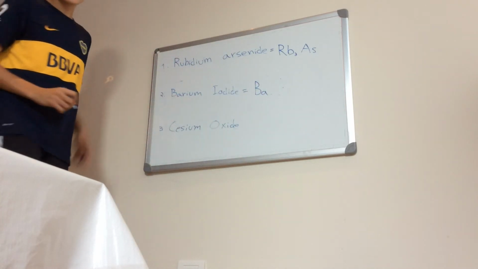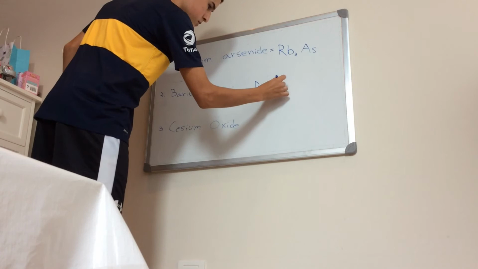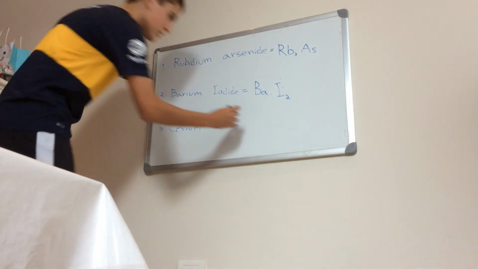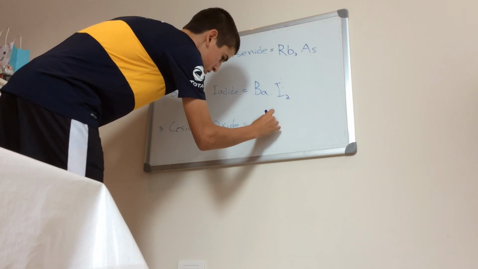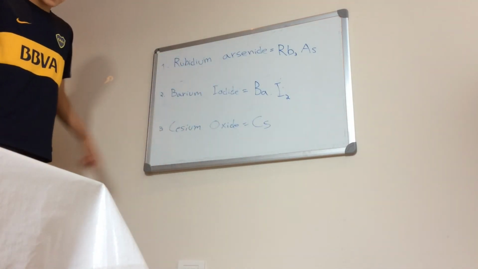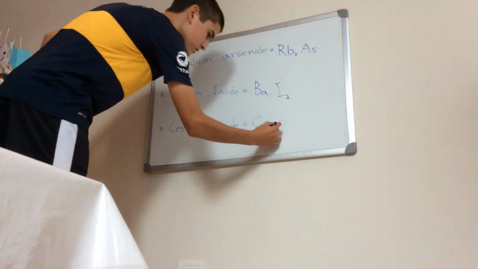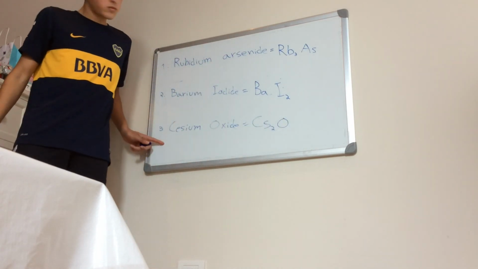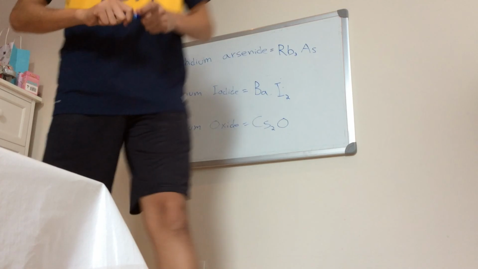Now barium iodide. Ba, which is barium, has a +2 charge, and iodide has a -1 charge. So you're going to switch them, and the I will end up with the 2 as a coefficient. Now cesium oxide has a Cs2O1 because cesium has a +1 and oxygen a -2.